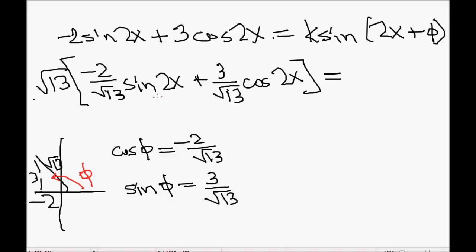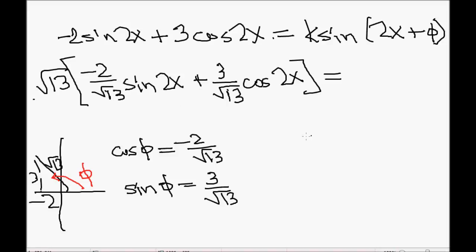The reason this happens is that if I have sine of 2x times the cosine of phi plus cosine 2x times the sine of phi and add them up, then by the trig identity, that's equal to sine of 2x plus phi. So that allows me to work backwards, starting from this and compressing it to a single expression like this, as opposed to starting with this here and then using the sine identity for addition to get the expansion. So this trick allows me to take the expanded version and compress it into a single trig function.